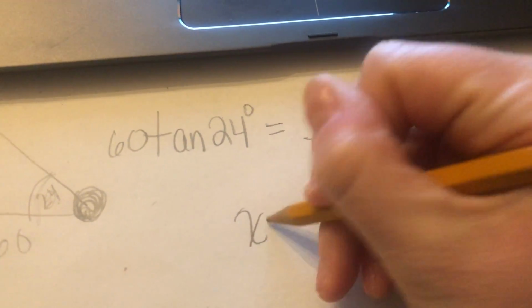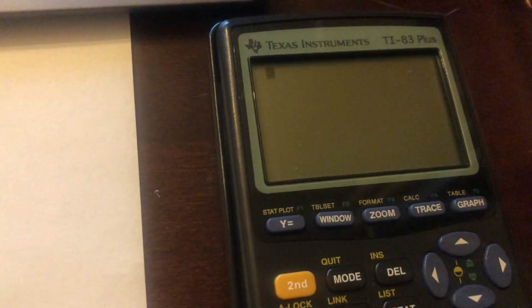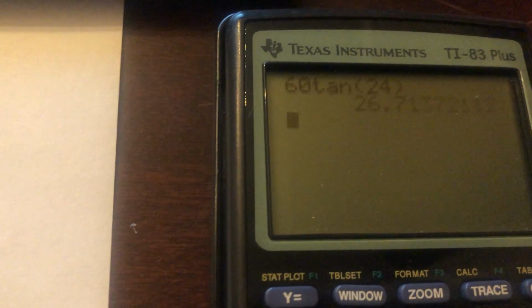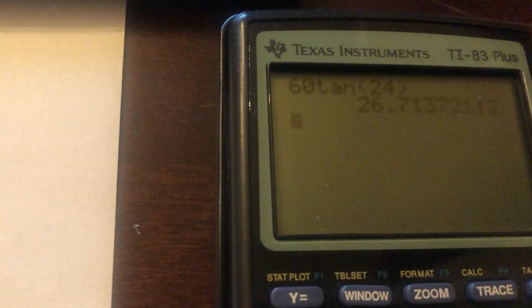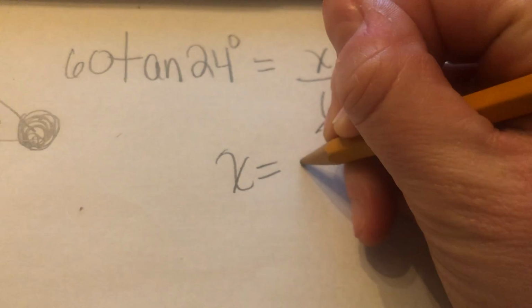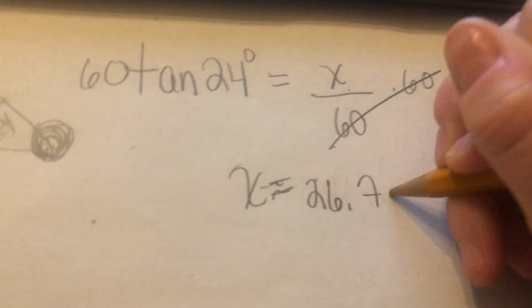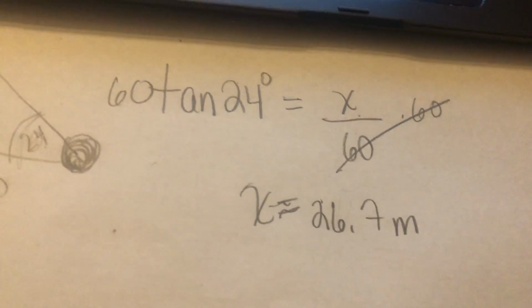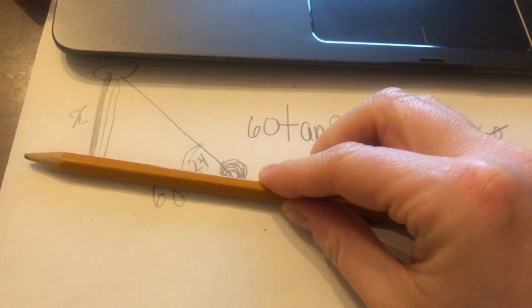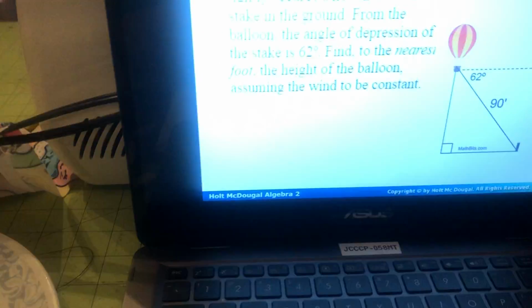So x equals 60, make sure you're in degrees, 60 times the tangent of 24 degrees, and it's going to give you about 26.7 meters. Okay, we can round to, let's do 26.7. Okay, so that's an example of angle of elevation. Okay, start from the bottom and you elevate upward. Let me show you another one.